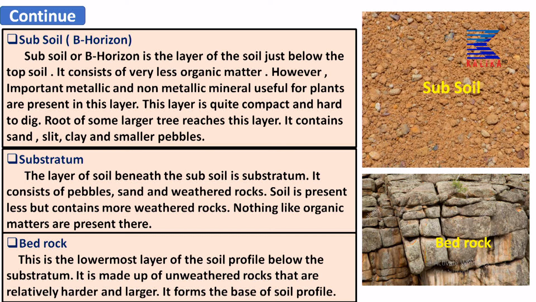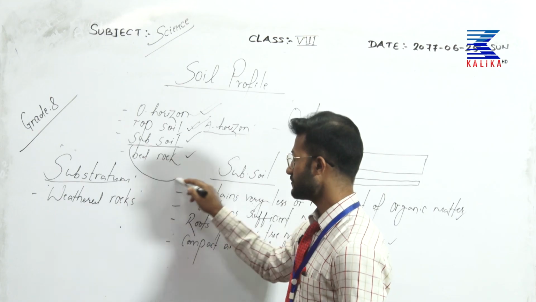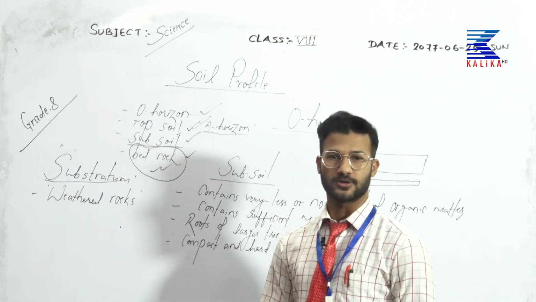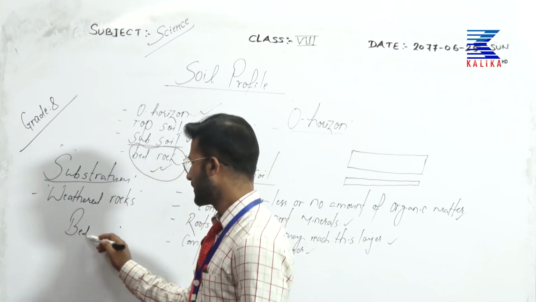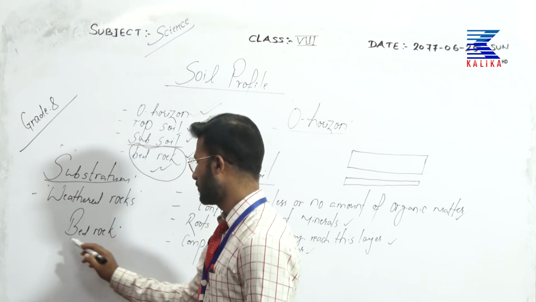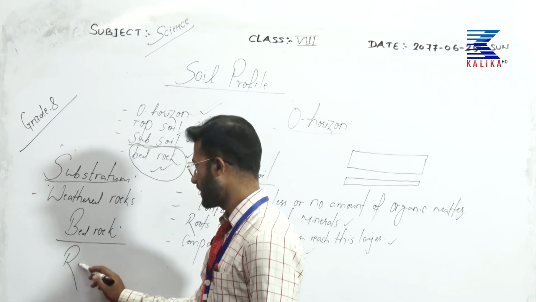Let me just read that paragraph. This is the lowermost layer of the soil profile below the substratum. It is made up of unweathered rocks that are relatively harder and compact and larger. It forms the base of soil profile. And for your kind information, see the board once. This layer is also called R horizon, bedrock. The layer of soil profile, the lowermost layer, is also called R horizon.